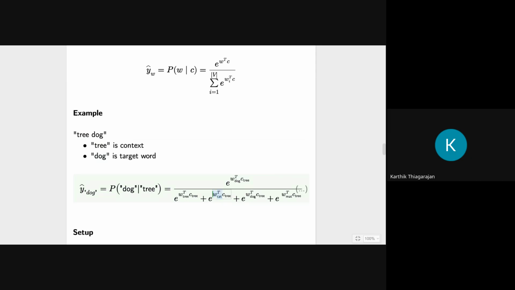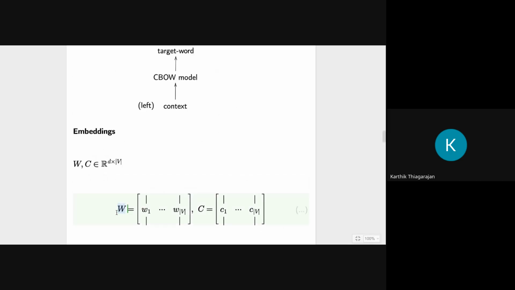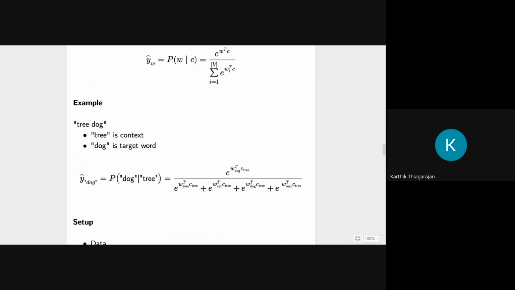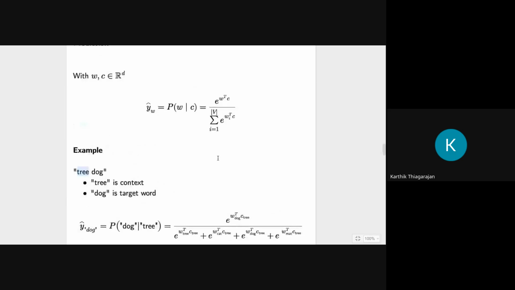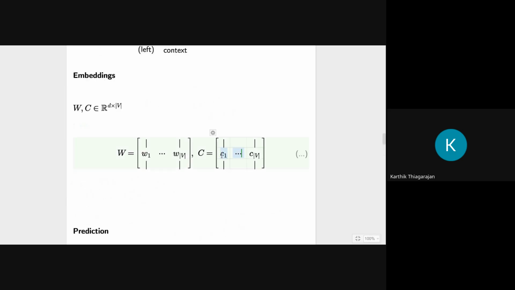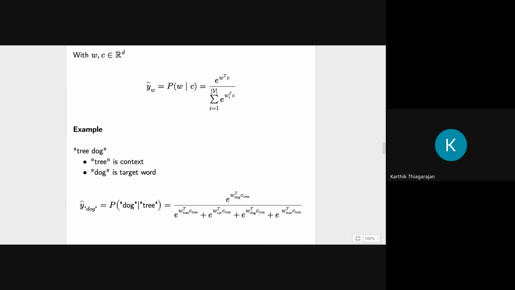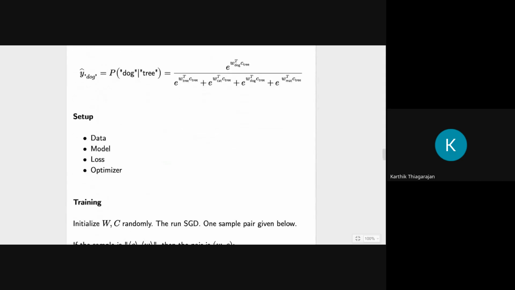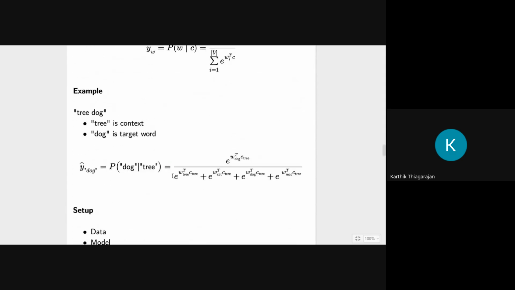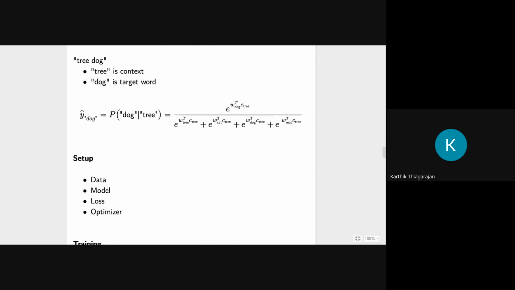Because you are looking at potential target words after the context tree, all these W vectors have to come from W. Only the context vector will come from the context matrix, and that will remain fixed because there's only one context right here. Okay, that's the model. So now what is the setup?